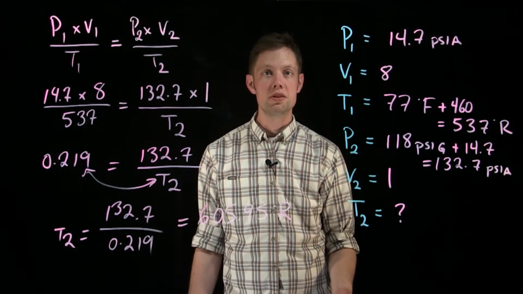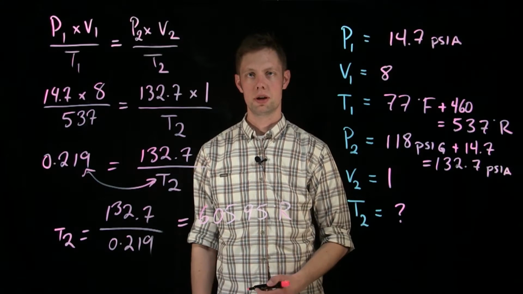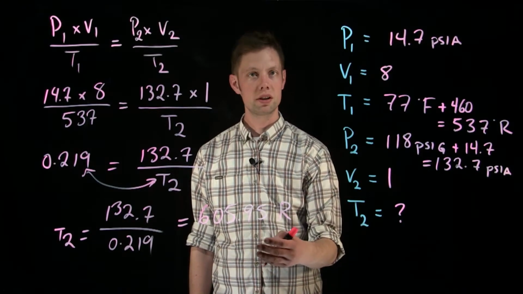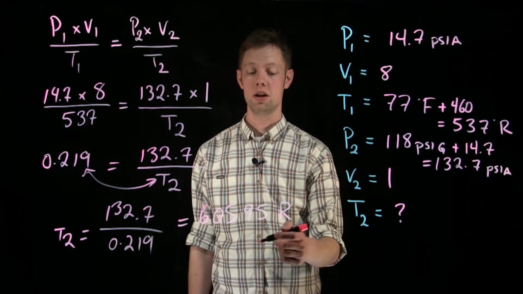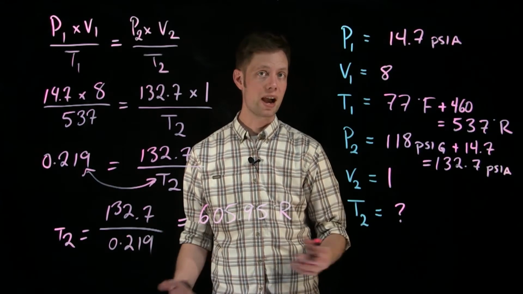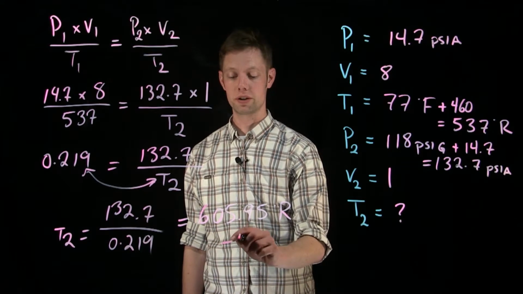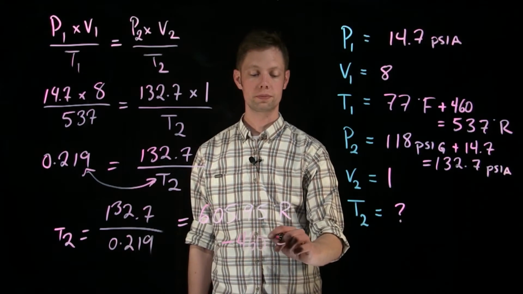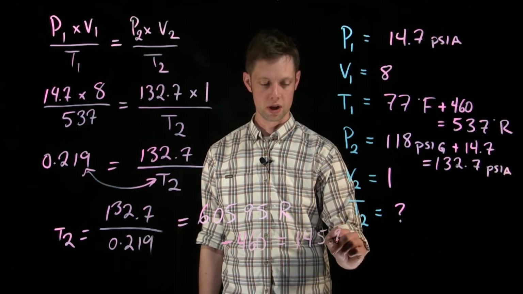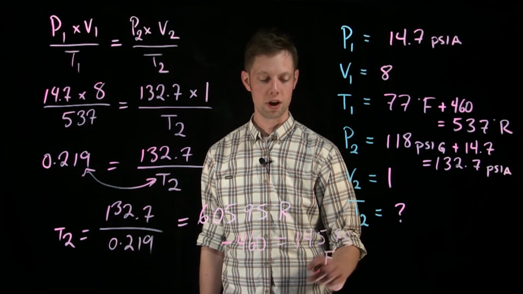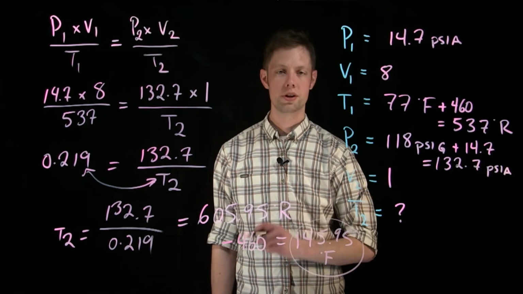The question asks for the gauge temperature. In order to calculate the gauge temperature, most gauges read in either Celsius or Fahrenheit. So we're going to convert this back to Fahrenheit by subtracting 460. And the answer will be 145.95 degrees Fahrenheit. This is our answer here.